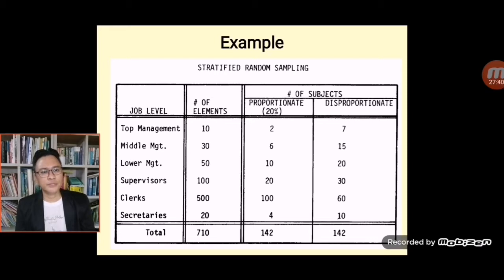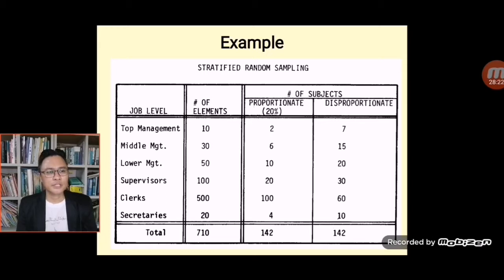Example here, stratified random sampling, job level tu adalah strata. Top management strata 1, middle management strata 2, lower management strata number 3, supervisors 4, clerks and secretaries. So ada banyak, 1, 2, 3, 4, 5, 6 strata. Kalau proportionate, dia ambil 20% of each from the strata. Alright, number of elements. Top management, how many members? 10, 30, 50, 100, 500, 20. So 20 out of top management, macam tu lah kalau nak ambil kan.